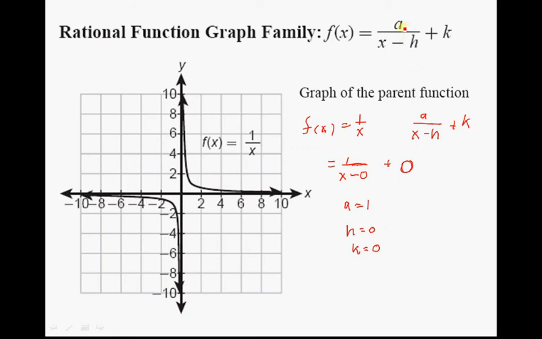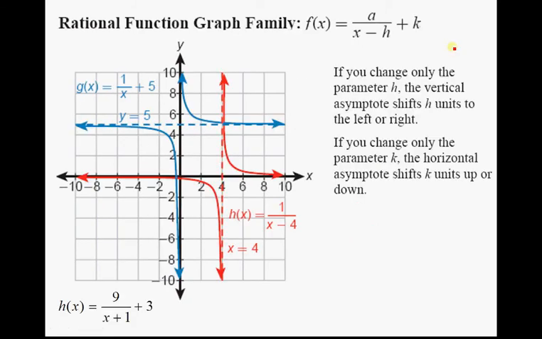Okay, let's take a look and see how the parent function changes when we change the values of h and when we change the values of k. Okay, the blue part of this graph here is g of x equals 1 divided by x plus 5. It's plus 5. So we don't have an h, but we have a k.